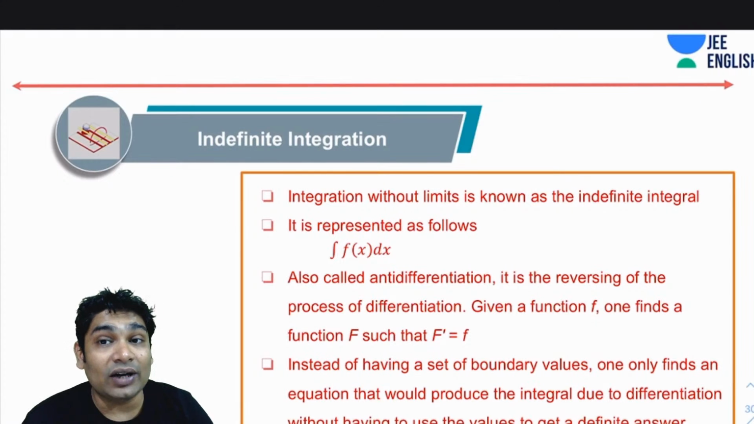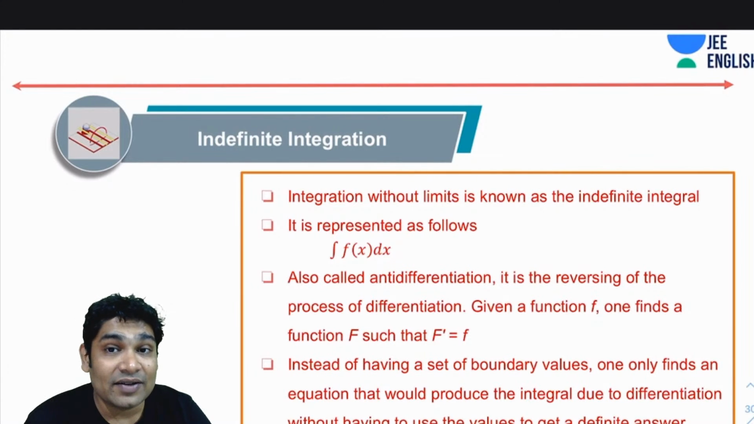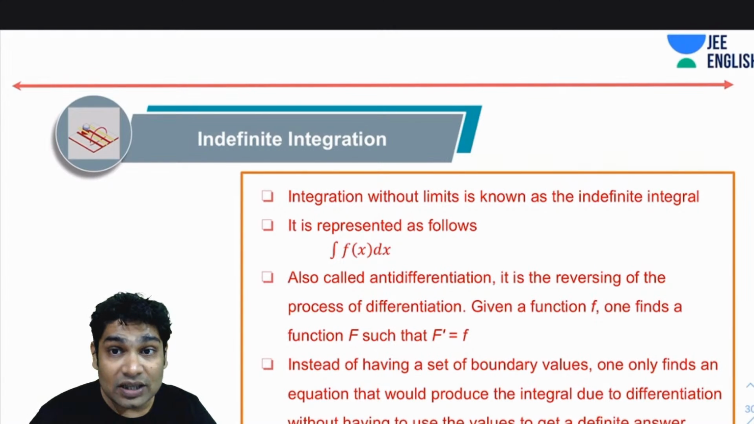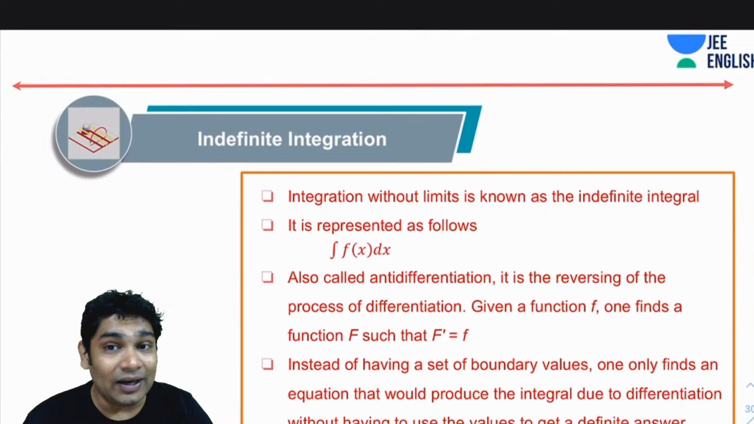So integration without limits is known as indefinite integral. It is represented by the symbol integral of f(x) dx. It is also called anti-differentiation. Now, pay attention to this, because it is reversing of the process of differentiation. Alright, so how do you find the integration of something? Suppose you have a function f. One can find the function capital F, which is the result of integration of f, if F dash is f.